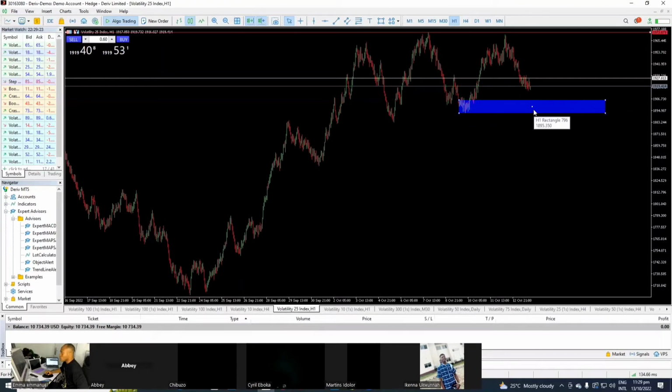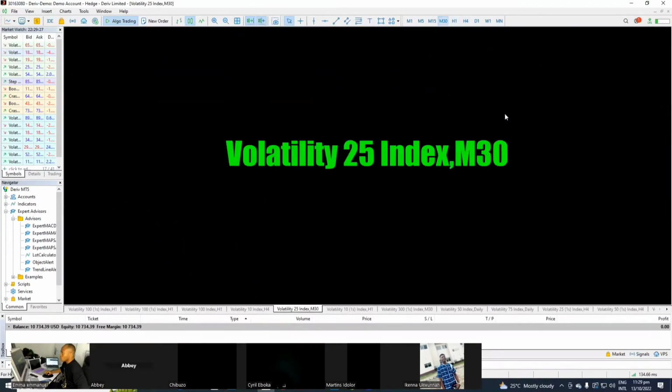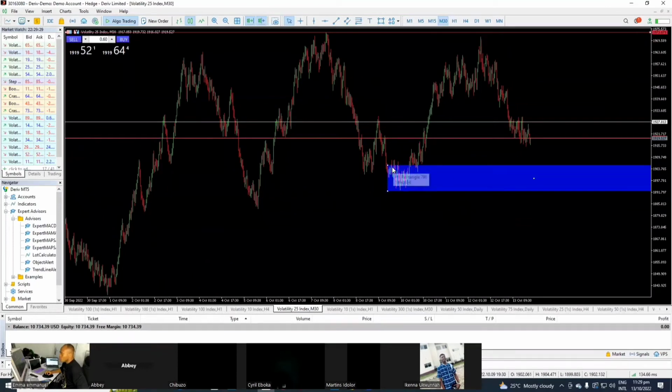So our point of interest is for the market to get to this level, let's say on the 30 minutes. When the market gets to this level, if it should continue the buy movement, we should see some bullish patterns here.